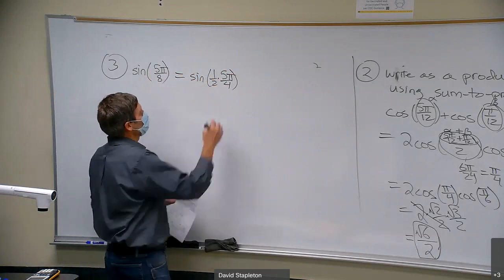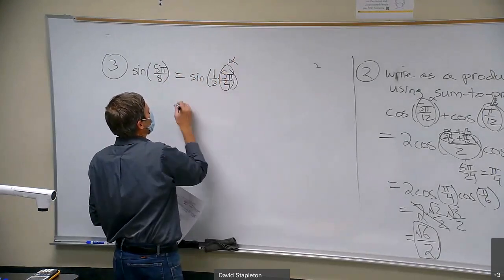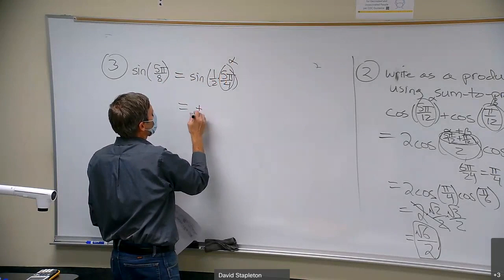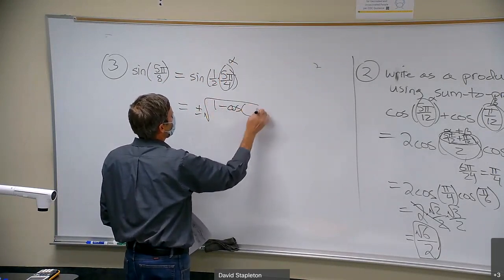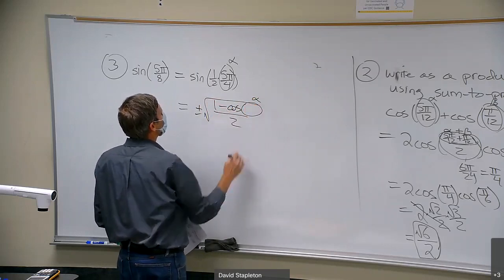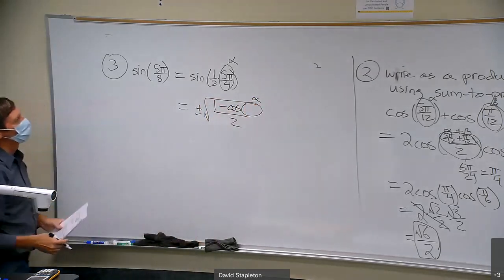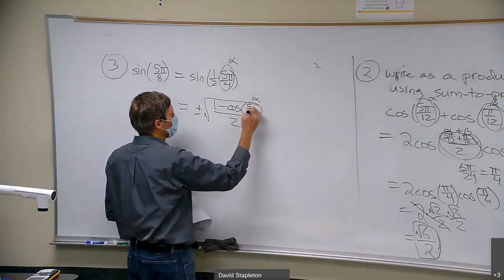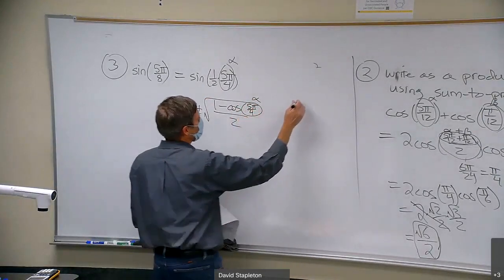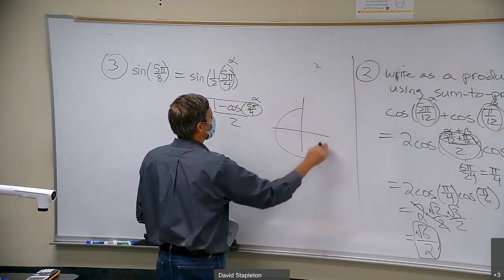It's the half angle identity. If I call this alpha, we know that the sine of 1/2 alpha is plus or minus the square root of 1 minus cosine alpha all over 2. But alpha is 5 pi over 4, the whole angle here, is a special angle, and I can evaluate its cosine on the unit circle.